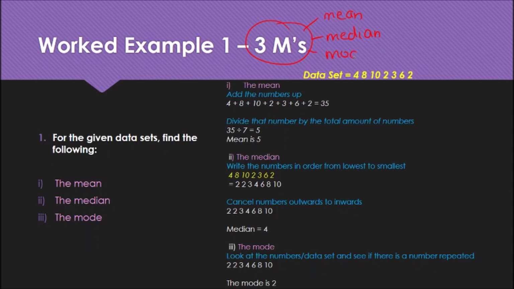So if we have a look, I've written in question 1, for the given data sets, find the following. So this is the data set here: 4, 8, 10, 2, 3, 6, 2. To find the mean, you need to add the numbers up. So I've just added it, giving the total. Then you need to divide that number, 35, by the total amount of numbers. In total, there are 7 numbers here.